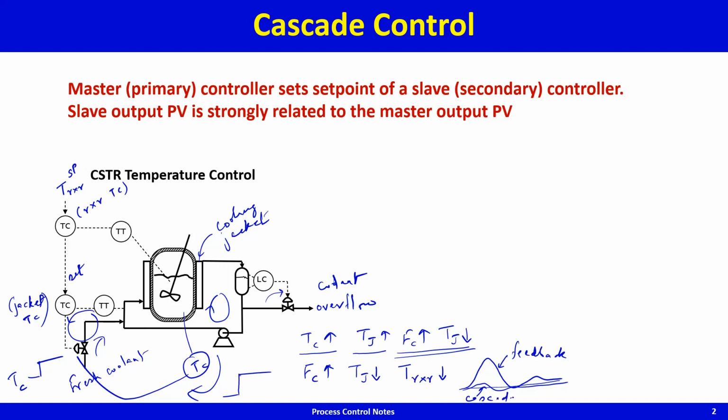So this is a very simple example where a local disturbance gets removed by the fast action of the slave controller, and therefore the primary variable, which is the reactor temperature, remains relatively unperturbed from its position of rest. So you get much tighter control of the primary variable because the slave loop removes local disturbances. Okay, so this is the idea behind cascade control.